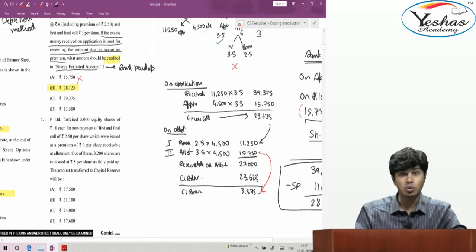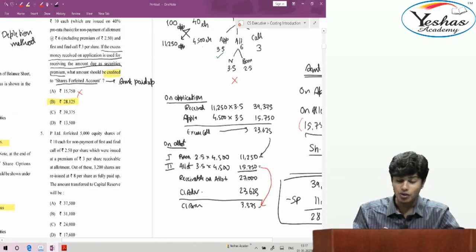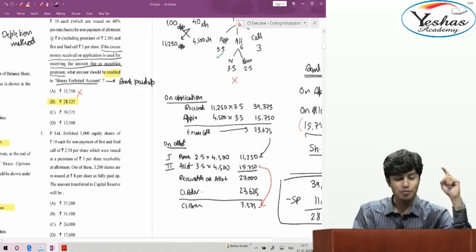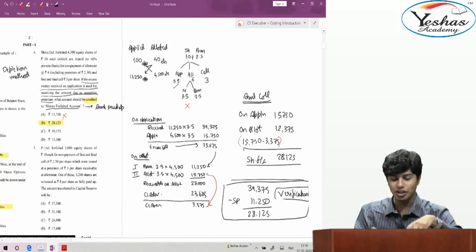Sir, you took about 6-7 minutes to solve this question. So how would we be able to do it in the exam? Got to understand a couple of things. Point number one, I'm not solving it as in the examination now. I'm solving it in detail. In the exam, you need not write it in so much detail.